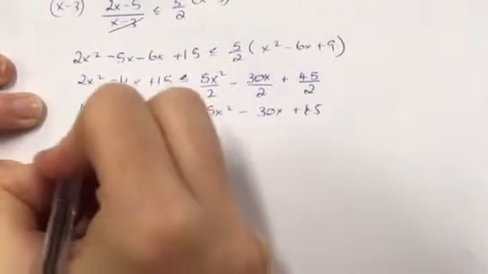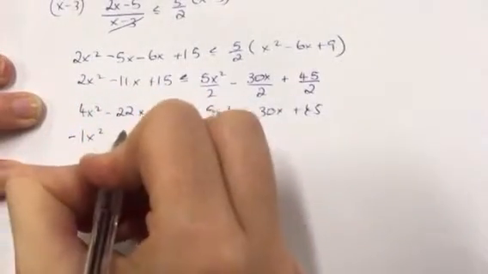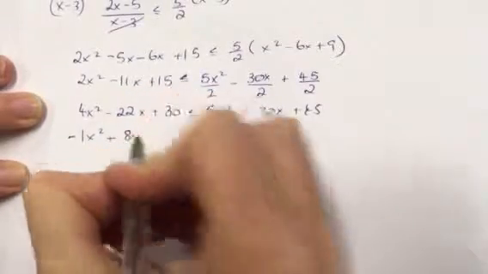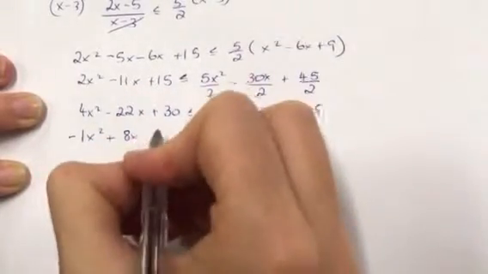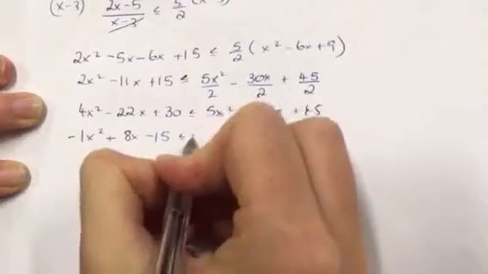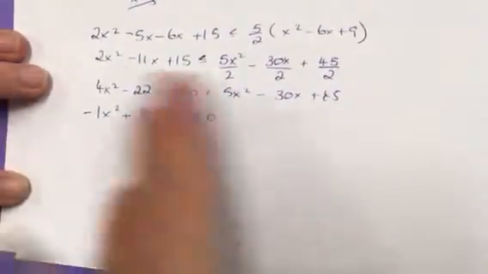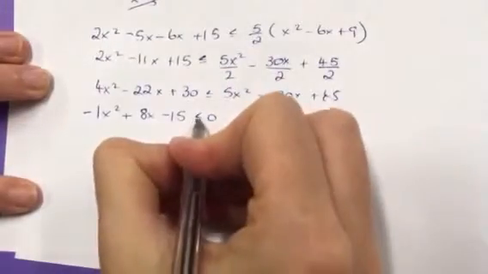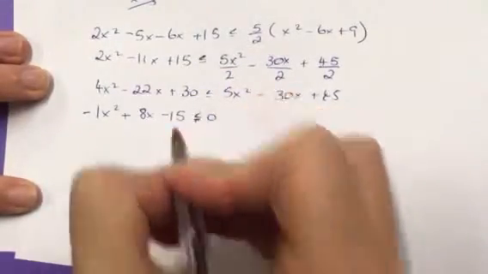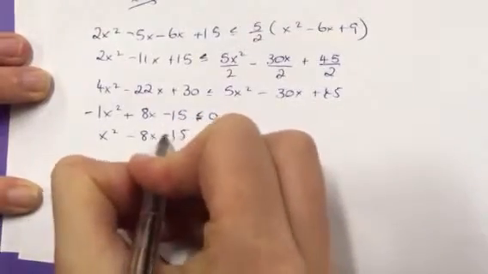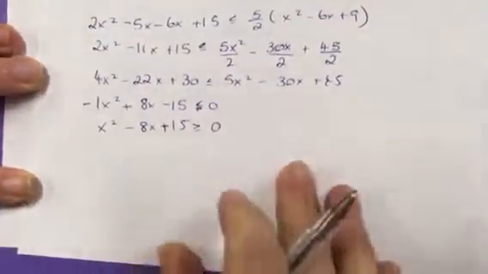When I do, I end up at minus 1x squared plus 8x minus 15 less than or equal to 0. I don't like having a minus 1x squared, so I'm going to multiply across by a minus 1. When I multiply by a minus, this sign here is going to get impacted. So that's x squared minus 8x plus 15 greater than or equal to 0.